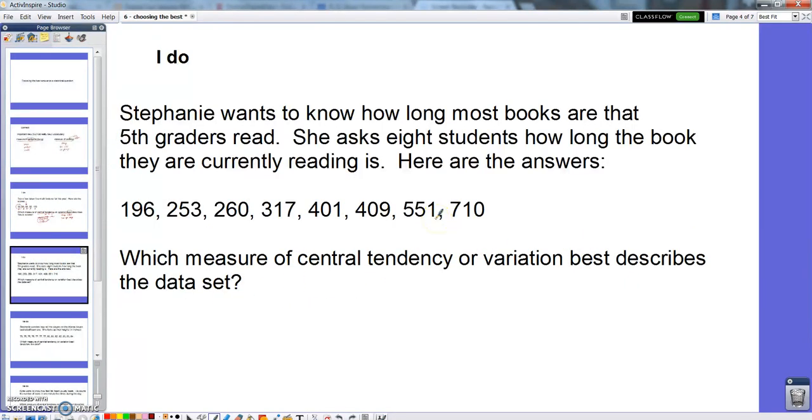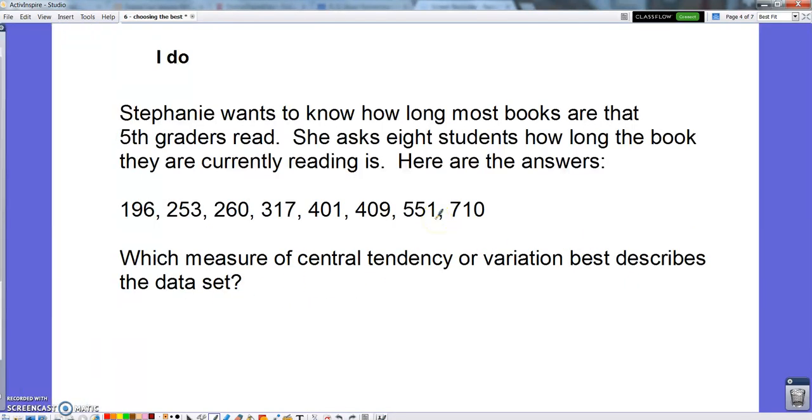All right, Stephanie wants to know how long most books are that 5th graders read. She asked 8 students how long the book they're currently reading is. Here are their answers. Which measure of central tendency or variation best describes the data? Remember, that's mean, median, mode, and range.